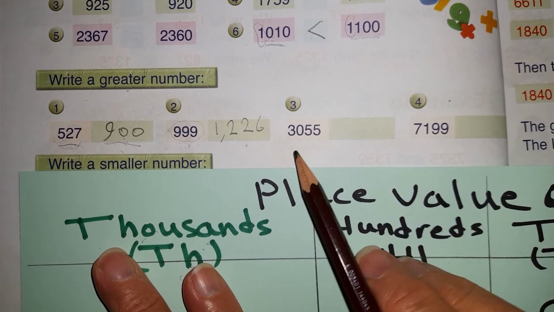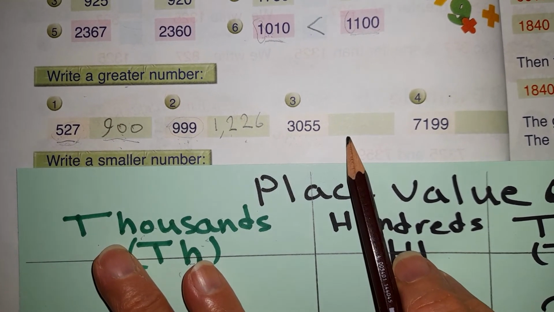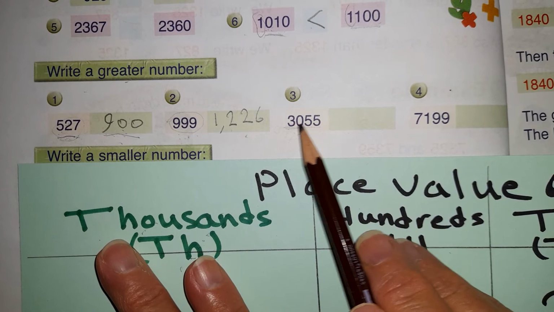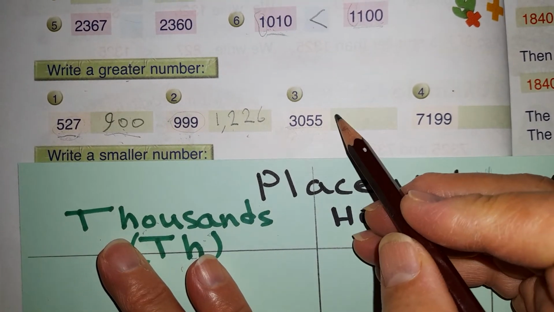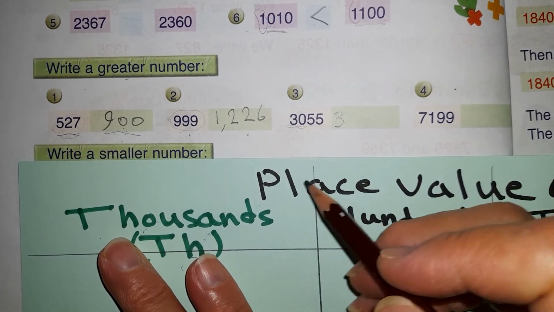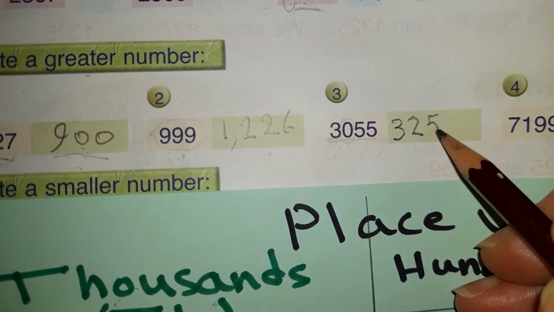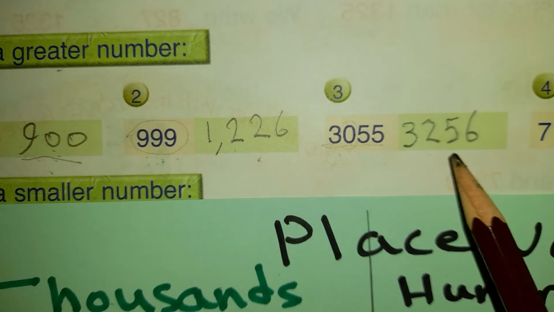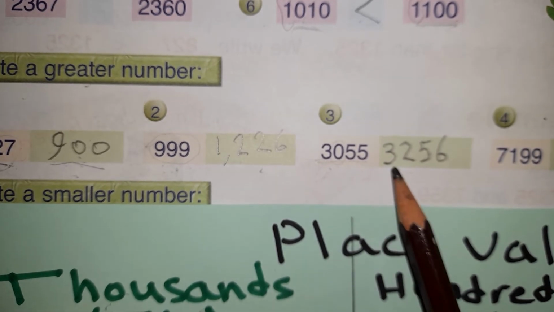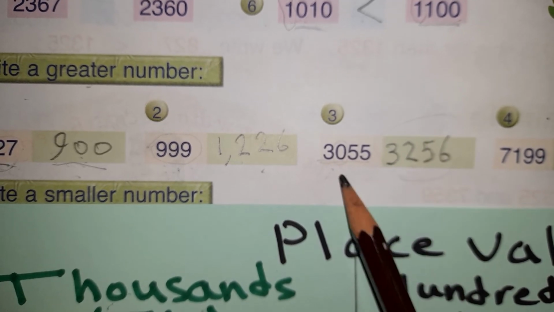Okay, now this one, 3055. I need a number that is greater than this. I can write a number with the same digits, 4 digits, but greater. Look at the 1000s. I have 3. I can write 3, but instead of writing 0 here, I will write any digit. I can write, for example, 3256. So this number is greater than 3055. The number I wrote is greater than this one.